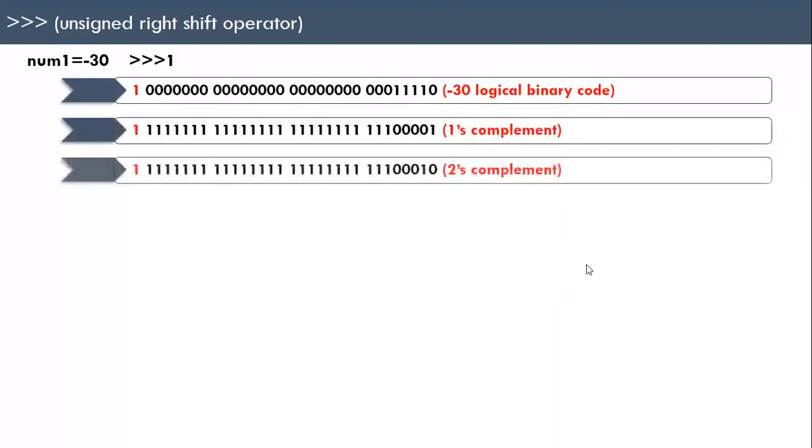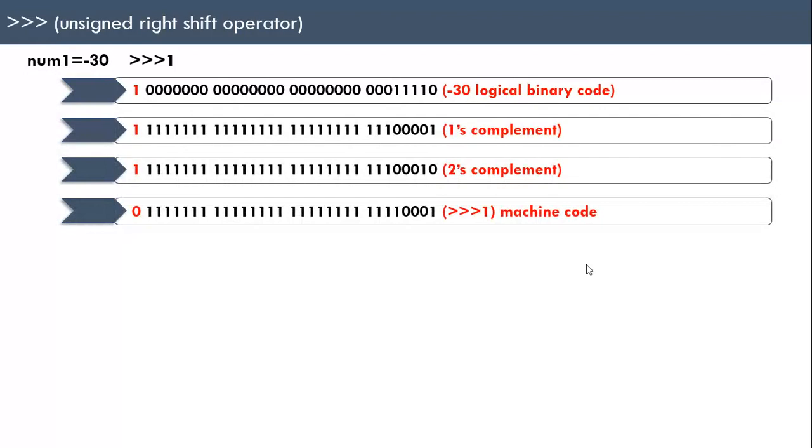So in the case of -30, if we are performing this unsigned right shift operator on the same number, -30, then first we have to convert it into logical binary code. And after the logical binary code, because this is a negative number, we have to perform two's complement. So then we are performing two's complement. Then at the end, after performing this unsigned right shift operator, the only difference which we have seen over there is that we are unsetting the MSB bit.